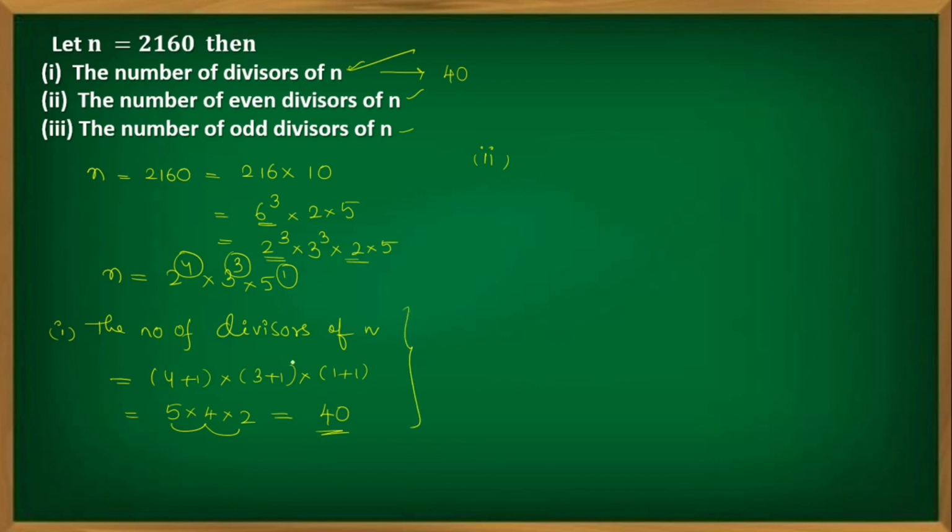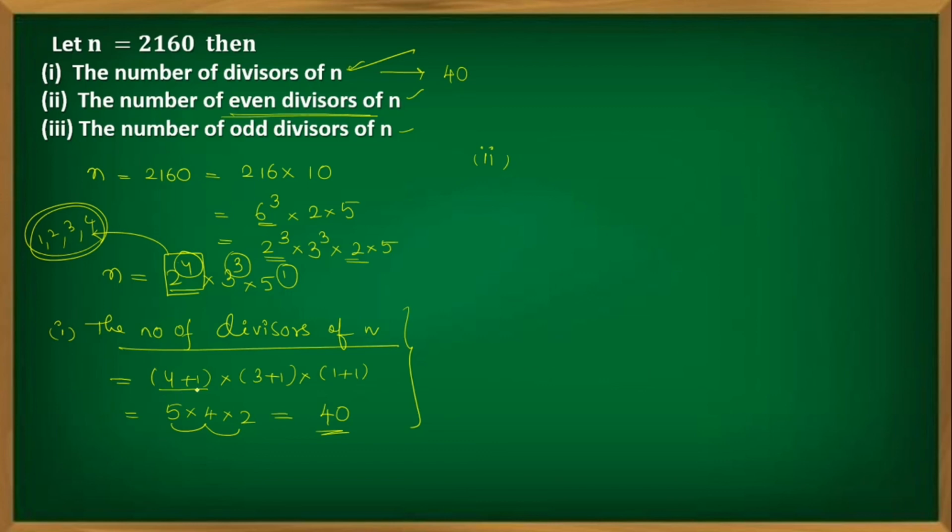So the number of divisors of n, we got 40. Now we want the number of even divisors of n. So even divisors of n means what? At least one 2 must be included. So at least one 2 must be included means how many ways you can select these twos? How many combinations are there with the twos? 1 two, 2 twos, 3 twos, and 4 twos, means 4 ways.